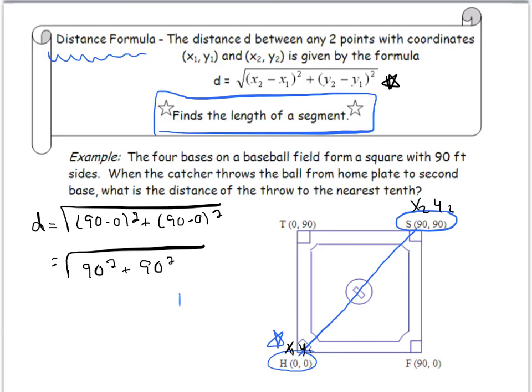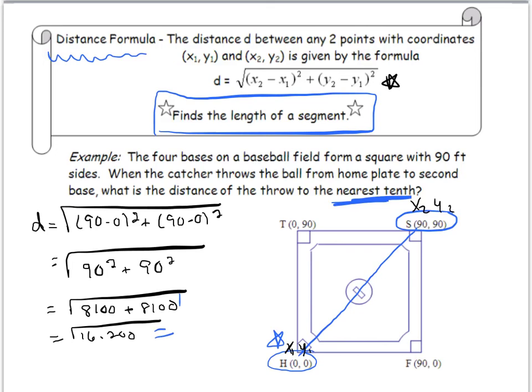Order of operations, what comes next? You have to square it, so you're going to use your exponents. So you get 8100 and 8100. When I add these together, I get 16,200. Then all you have to do is take the square root. Remember, you guys, we are working with nearest tenth. So when you take the square root, it's about 127.3 feet.